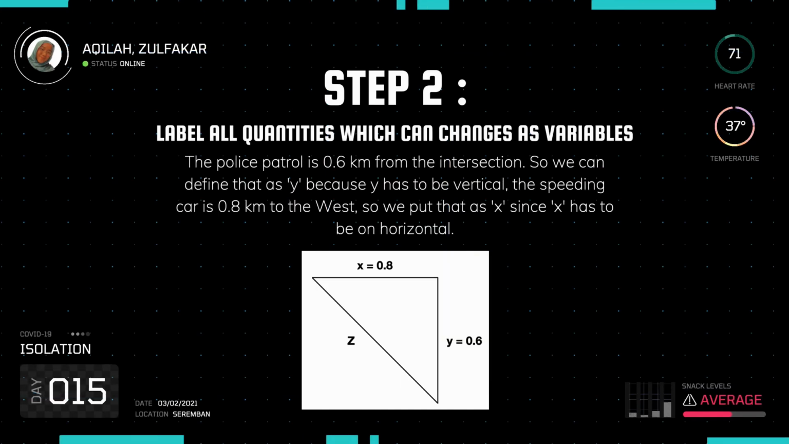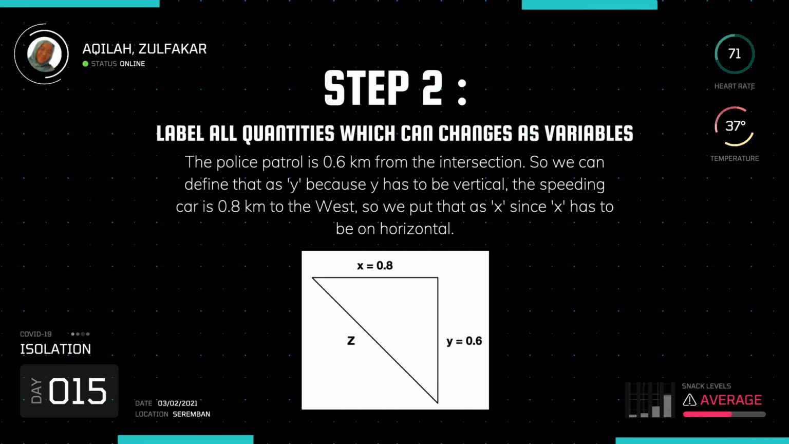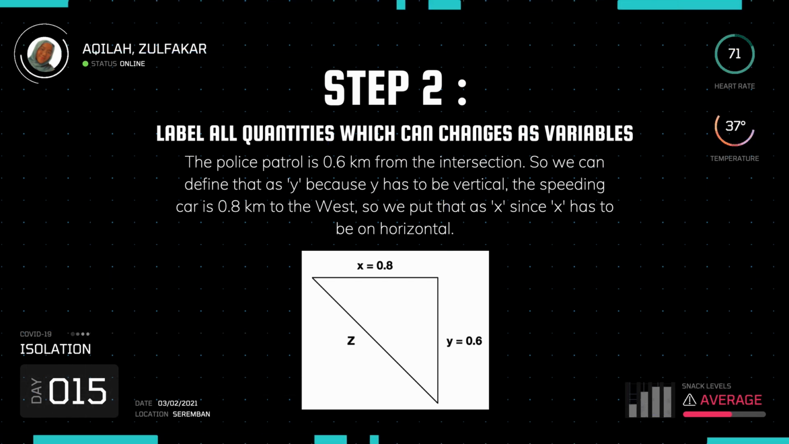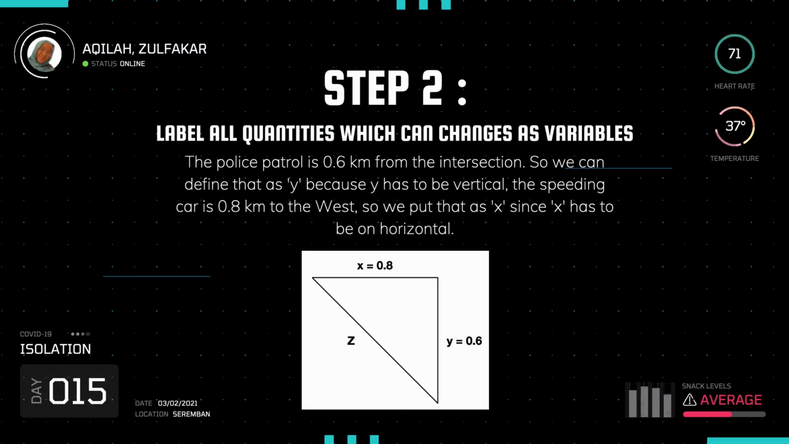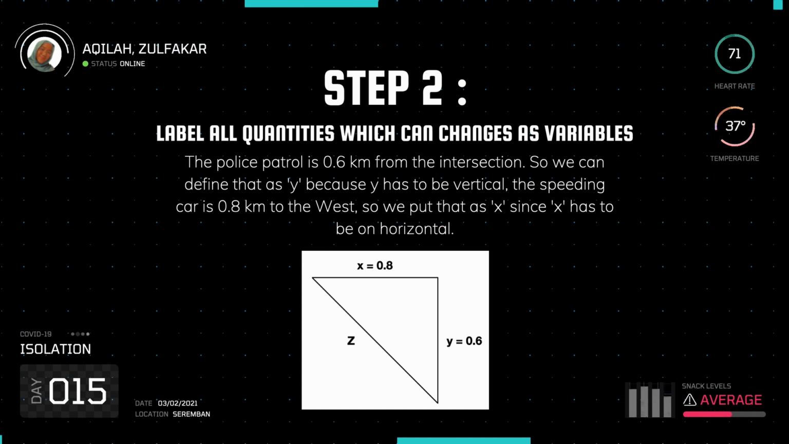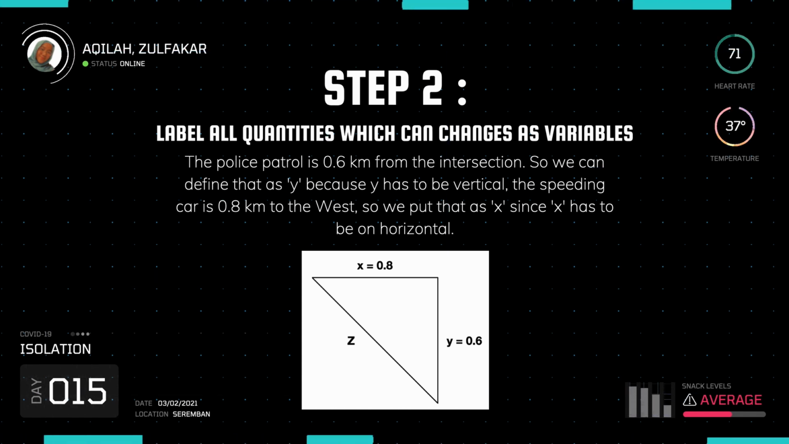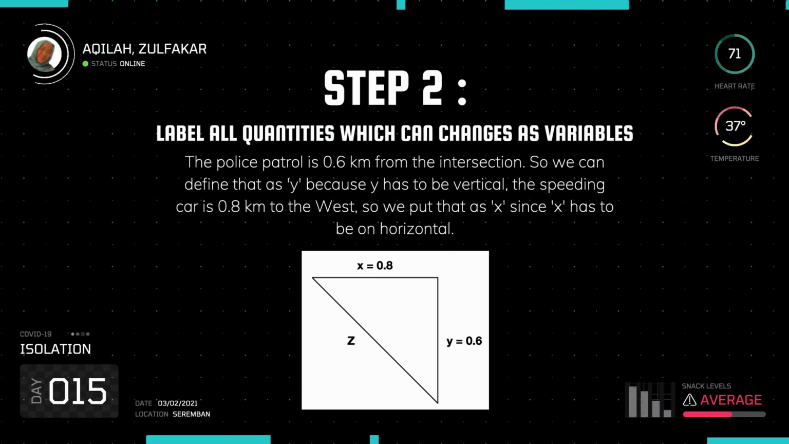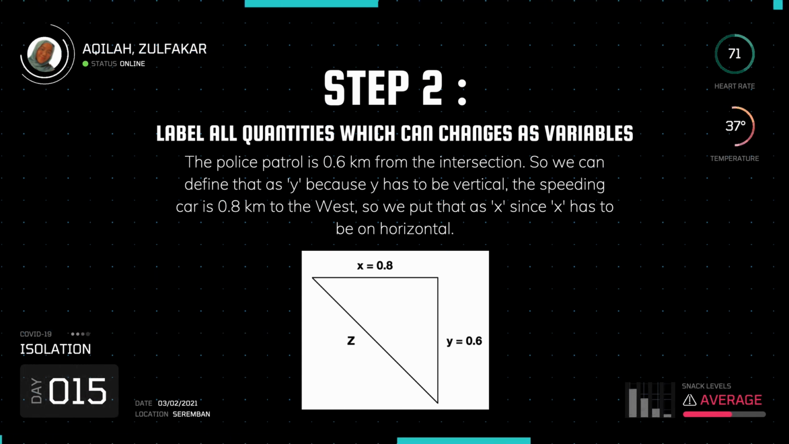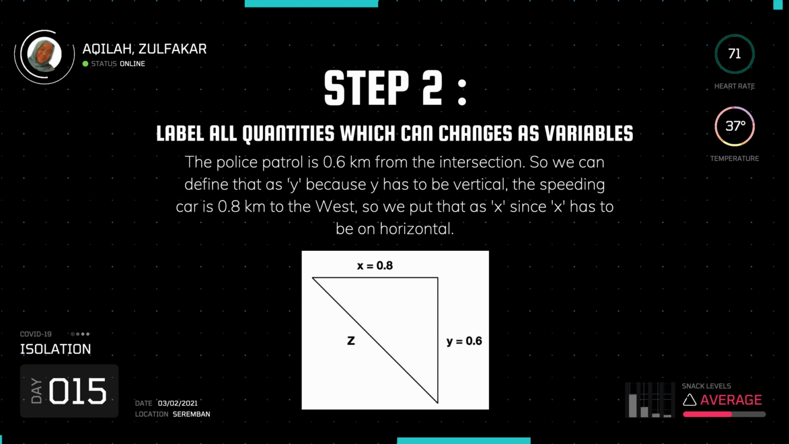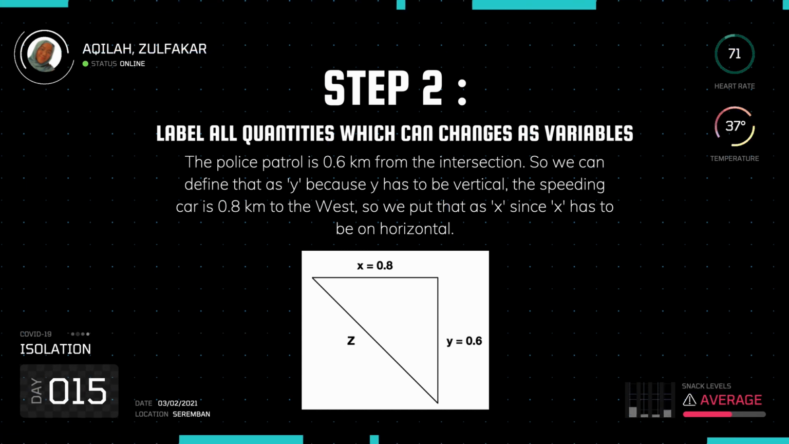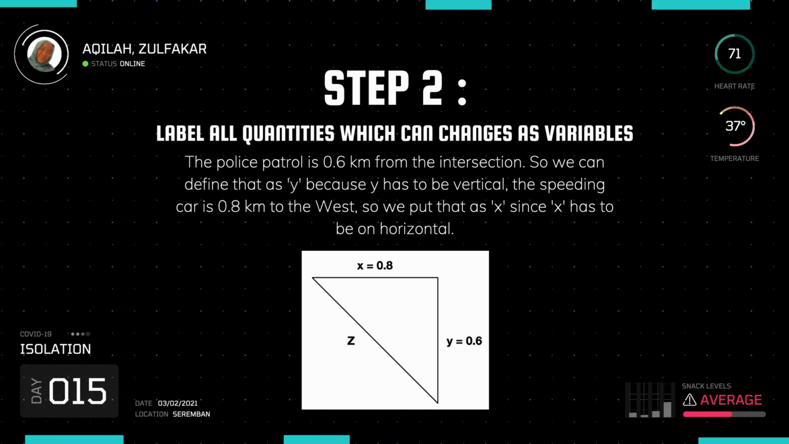Step number 2: the police patrol is 0.6 km from the intersection, so we define that as y, because y has to be vertical. The speeding car is 0.8 km to the west, so we put that as x, since x has to be horizontal. From this information, we can label it on the diagram, which is the Pythagoras theorem.